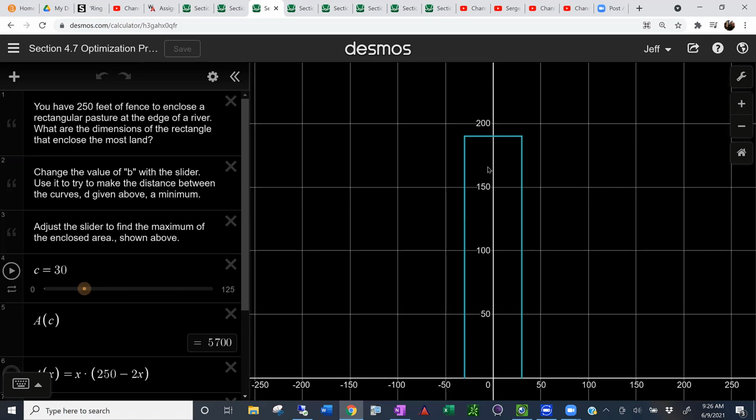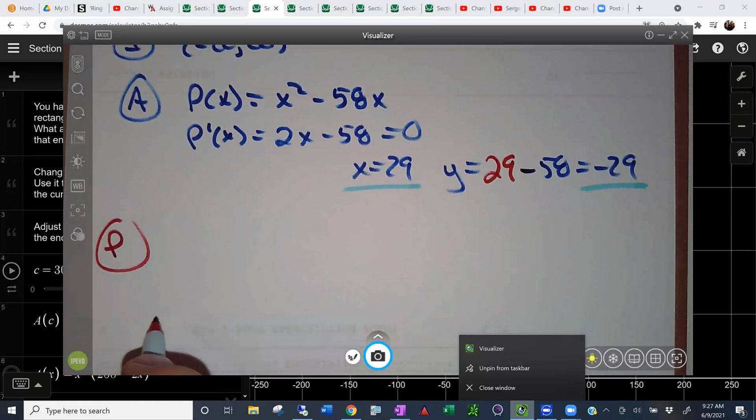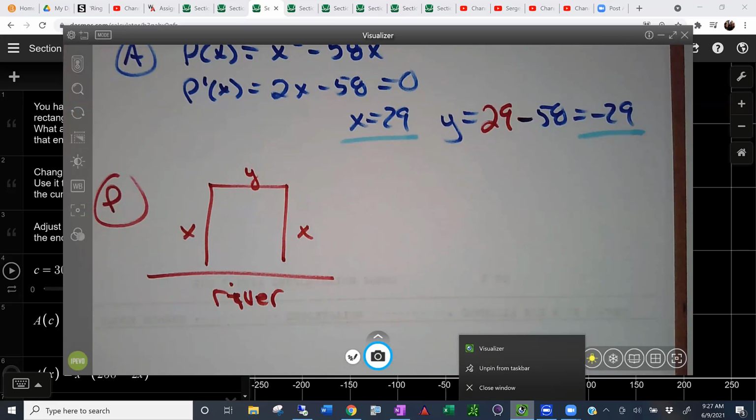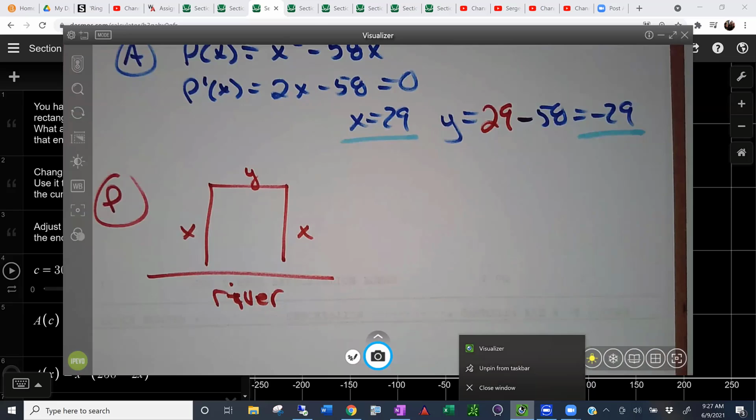Now, thing is, you don't need any fencing on the side with the river. So let me draw a little picture. Right here, here's the river. These two sides have the same length, and this one can be anything. The question is, how do I adjust these things so I get the most area? If I want the biggest little pasture I can enclose, what would that mean?